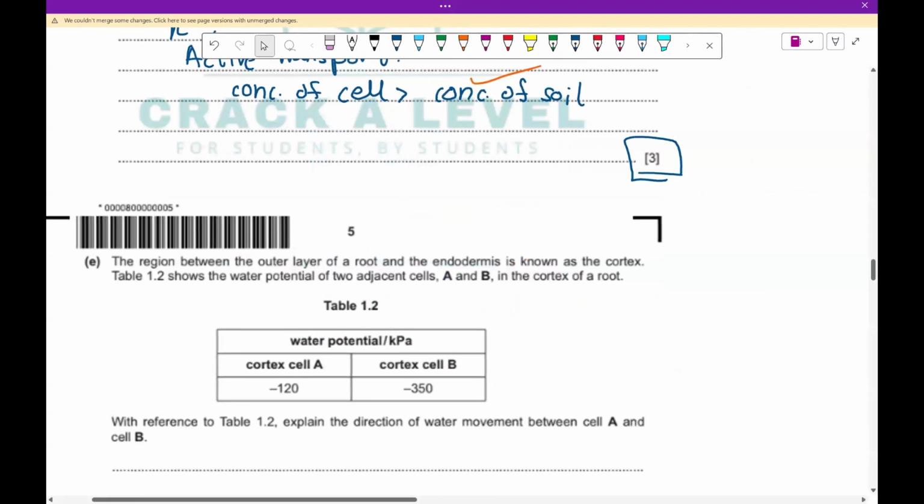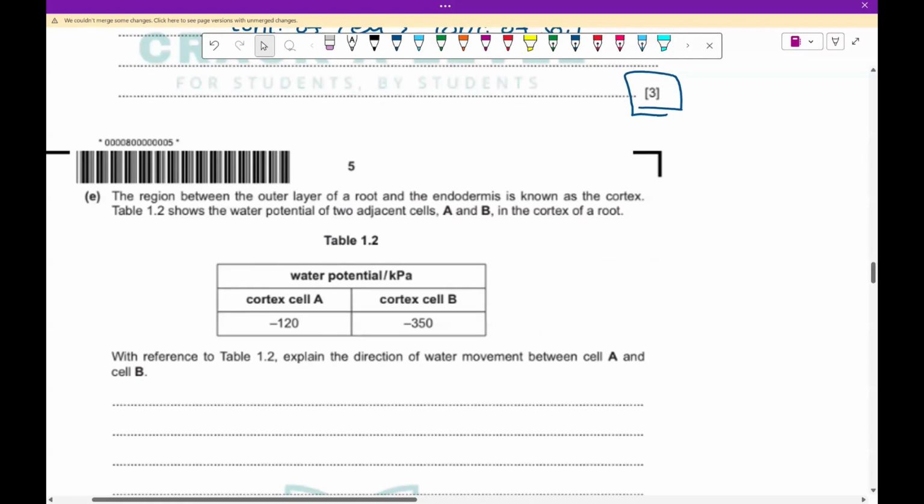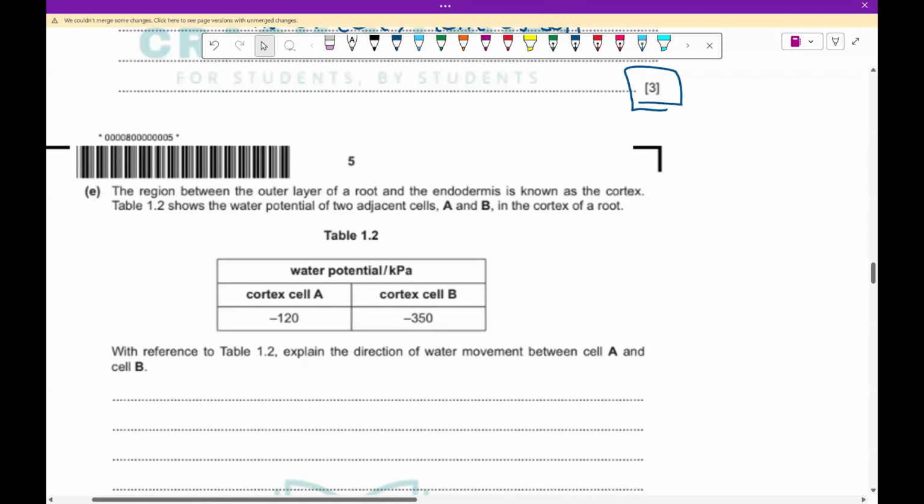The region between the outer layer of the root and the endodermis is known as the cortex. Table 1.2 shows the water potential of two adjacent cells, A and B, in the cortex of a root. With reference to Table 1.2, explain the direction of water movement between cell A and cell B.